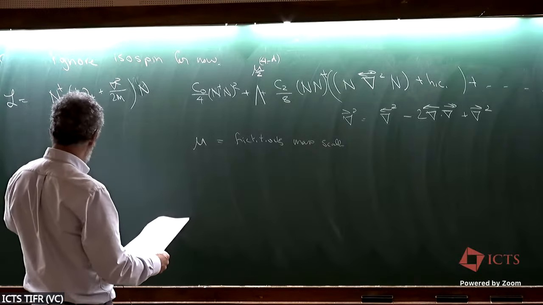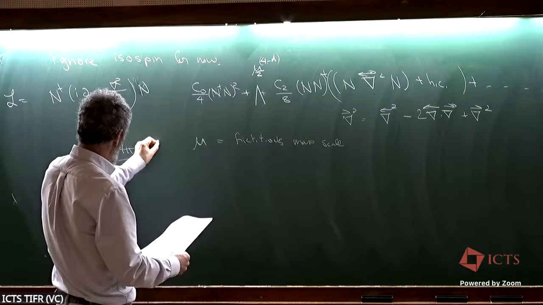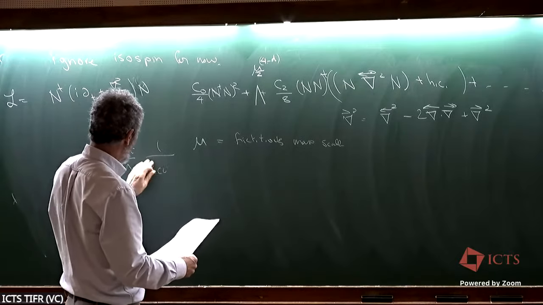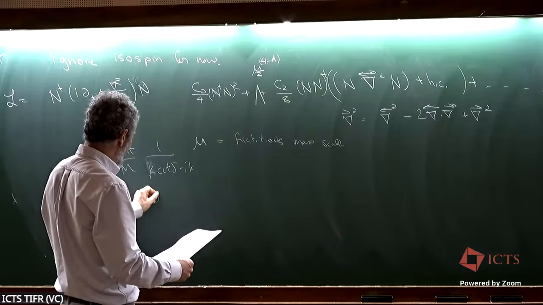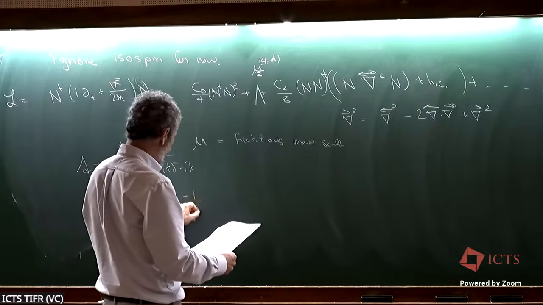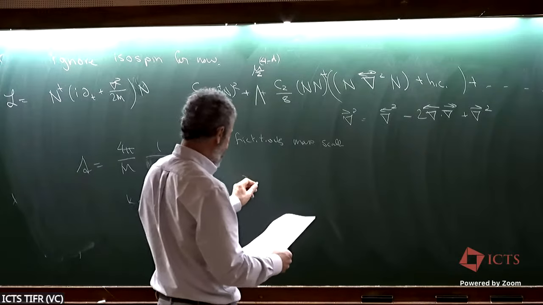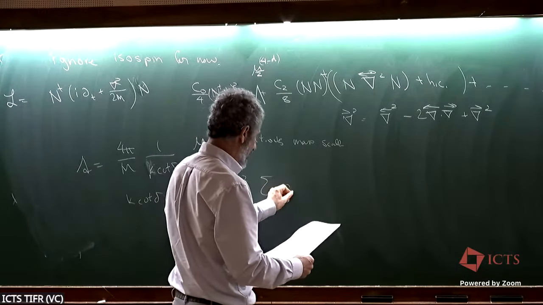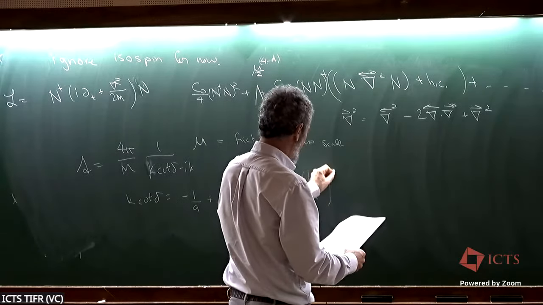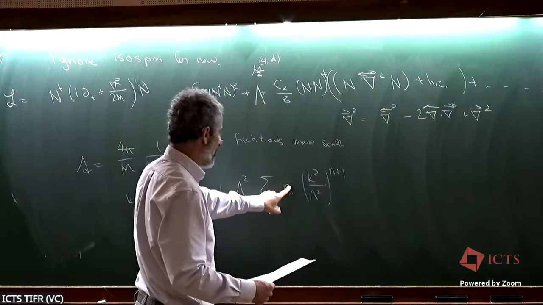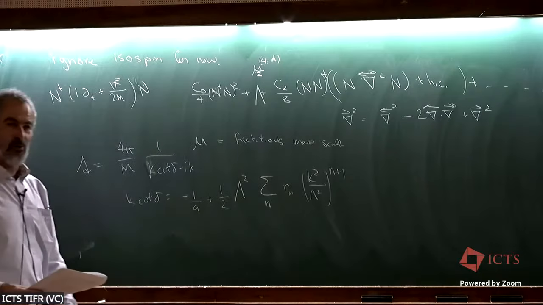So we have that our scattering amplitude, as before, is equal to 4 pi over m, 1 over p, k cotangent delta minus ik. And we can imagine expanding this to higher order than the usual. So I'll write this as 1/2 lambda squared times the sum on n of R_n (k squared over lambda squared) to the n plus 1. So the first term would just be 1/2 R naught k squared, which is the effective range, but I'll say higher order terms in that expansion.